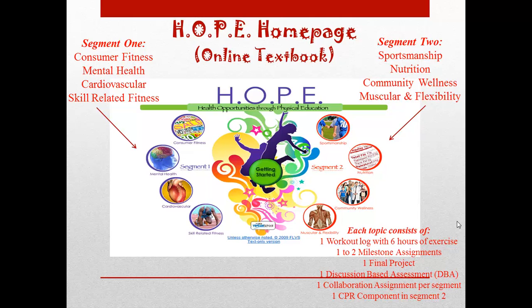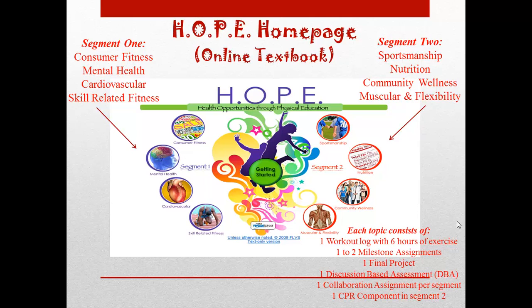When you start with your topics, you will need to start with consumer fitness first. Go through the consumer fitness topic, staying within your pace week. When you are all done with consumer fitness and you have completed your discussion-based assessment with your teacher, you will then move on to mental health, complete all the assignments there, then move on to cardiovascular fitness, and then to skill-related fitness.